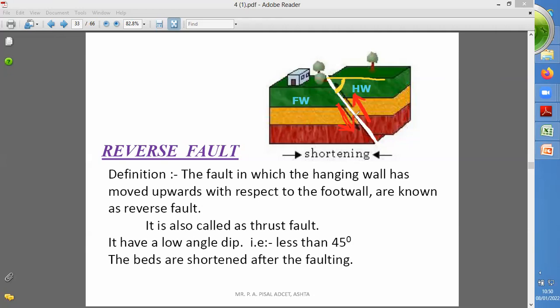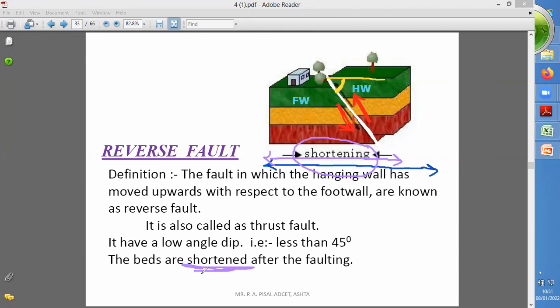Now, what is the meaning of this? The beds are shortened means the distance will be decreased. Now when you look here, the original distance before the faulting was from this to this point, but after faulting this distance is reduced. After faulting the distance is from this to this point only, so it is considered as a shortening of the bed. Beds are shortened means the horizontal distance will be reduced in the reverse fault.